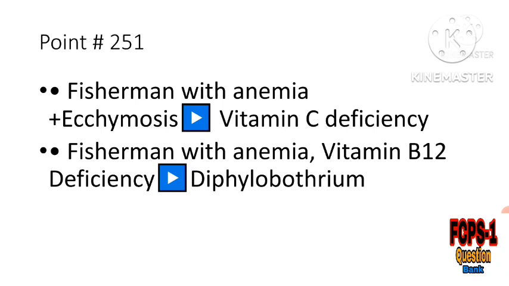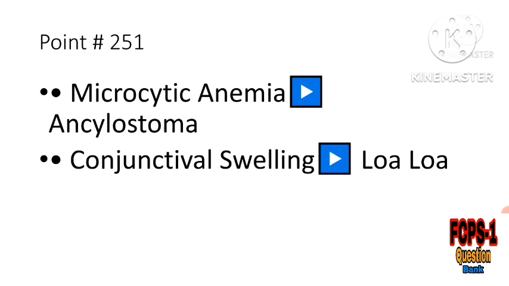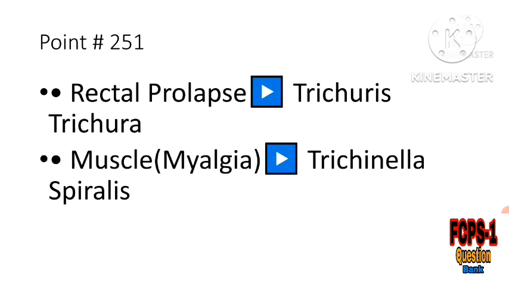If the scenario says fisherman with anemia and vitamin B12 deficiency, the most likely organism is Diphyllobothrium latum. Diphyllobothrium latum, it is a parasite, causes vitamin B12 deficiency. So microcytic anemia, most likely organism is Ancylostoma duodenale. And conjunctival swelling is caused by Loa loa. Rectal prolapse is caused by Trichuris trichiura. And muscle pain or myalgia is caused by Trichinella spiralis.